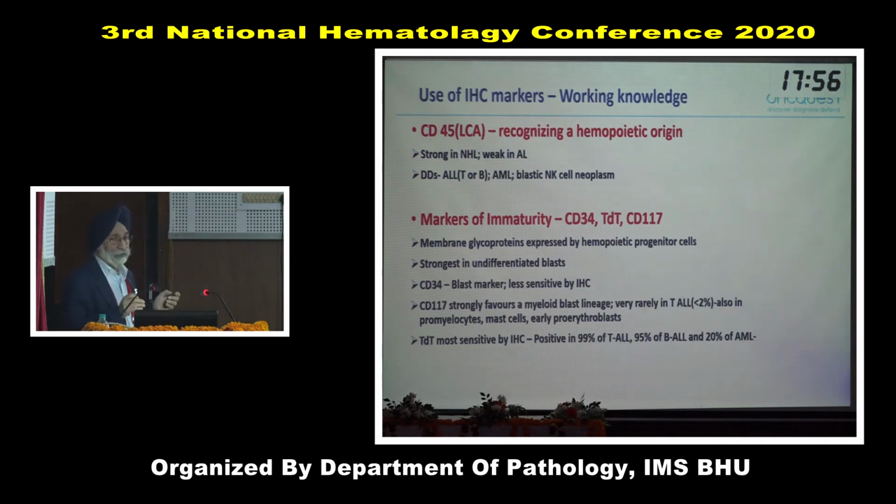And then we have certain markers of immaturity. These are the same markers which we use for flow as well as for immunohistochemistry: CD34, TDT, 117. Now these are three markers of immaturity. Immature cells, these will be positive. Mature cells of CLL, these will be totally negative.